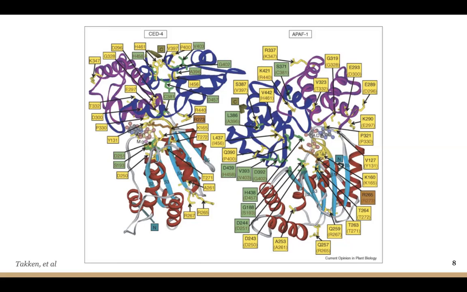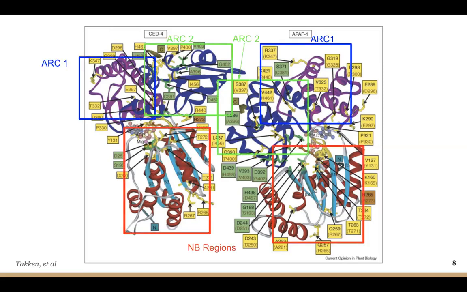CED4 on the left is the C. elegans homologue, and APAF1 is the human homologue. Both are important for regulation of apoptosis, or cell death, in their respective species. This image serves to model similar proteins in order to visualize the potential overall structure of the MAC protein. Highlighted are the domains present.